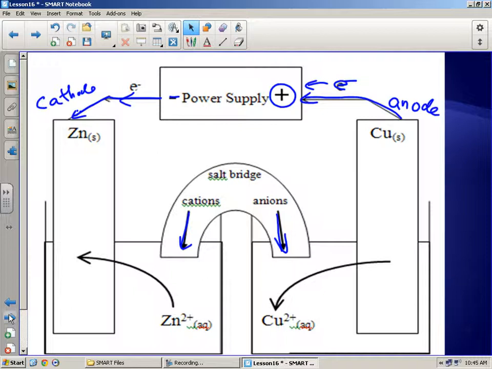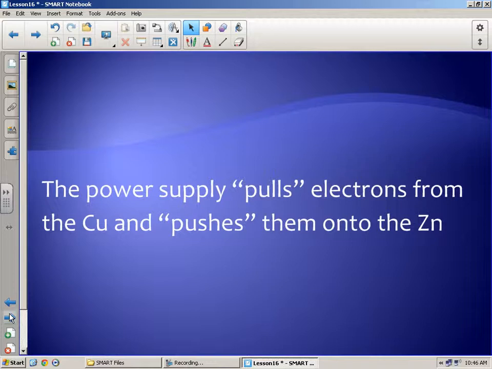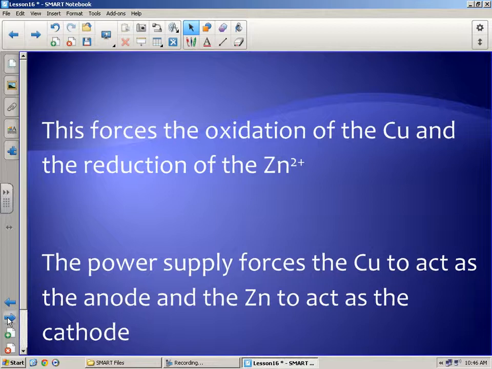All right? What are some differences between voltaic and electrolytic? And we'll talk about that. But one of the biggest differences, when you look at a diagram, you are going to see a power supply. As soon as you see a power supply in this bridge here, basically, you will know it's electrolytic. Okay? That is your key to know that that's an electrolytic cell. All right? So, when you see that, like I said, you'll know it's electrolytic. It's a non-spontaneous reaction, in other words. The power supply pulls electrons from the copper and pushes them onto the zinc. Okay? This forces the oxidation of copper and the reduction of zinc 2+.